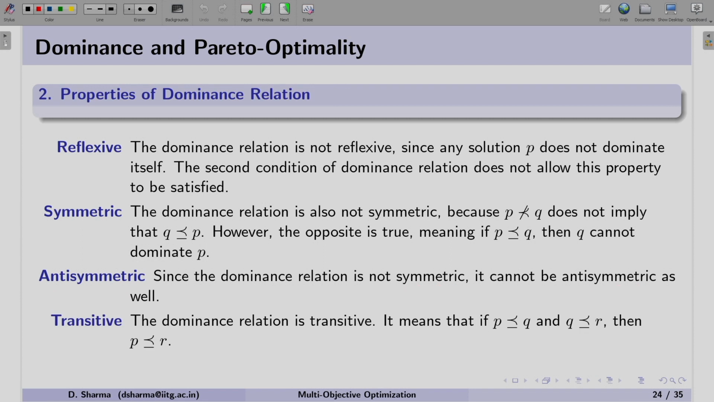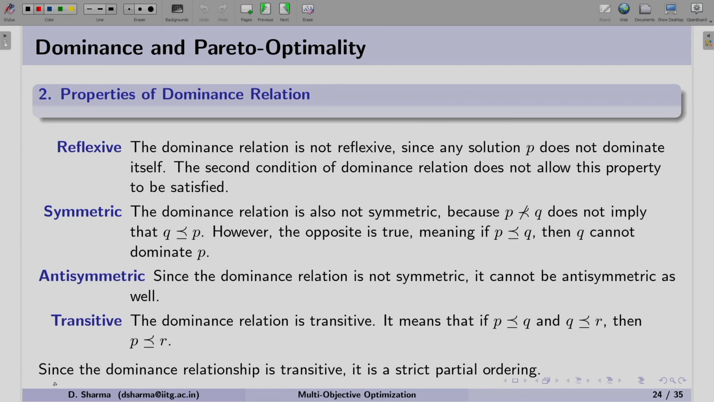Now, come to the last property, which is called the transitive property. The dominance relation is transitive. So, this is interesting. How? Let us assume that solution P is dominating Q and solution Q is dominating R. So, we can directly say that P is dominating R. So, this is the transitive rule which is followed by the dominance relationship. Since the dominance relationship is transitive, it is a strict partial ordering.